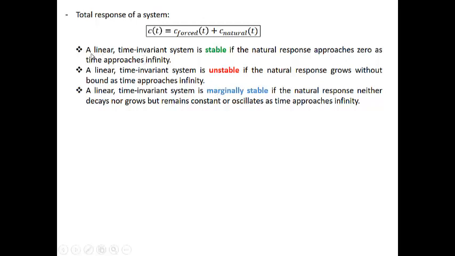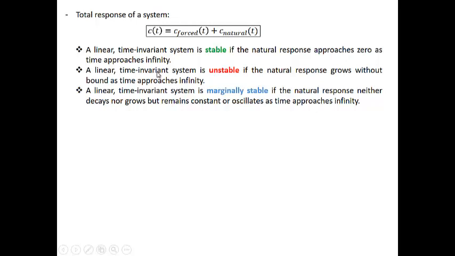The first one, a linear time invariant system is stable if the natural response approaches zero as time approaches infinity. So in other words, when we terminate the natural response here, we can consider that the system is stable.